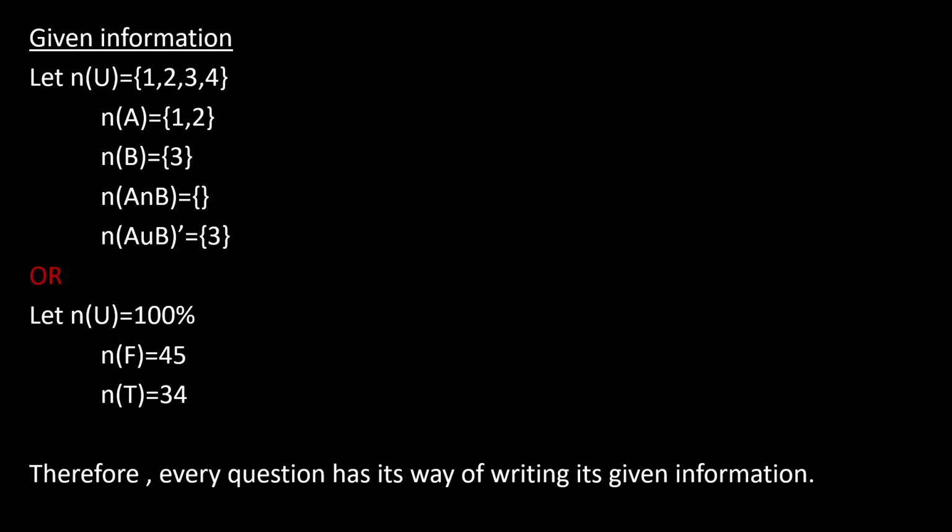Previously written. So let n mean number and the bracket mean of. So let the number of U, which is the union, equal 4. Number of A equals 2. Number of B equals 3. And number of A intersection B is an empty set. And number of A union B complement equals 3.